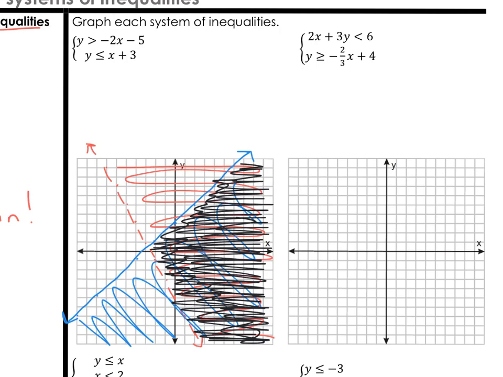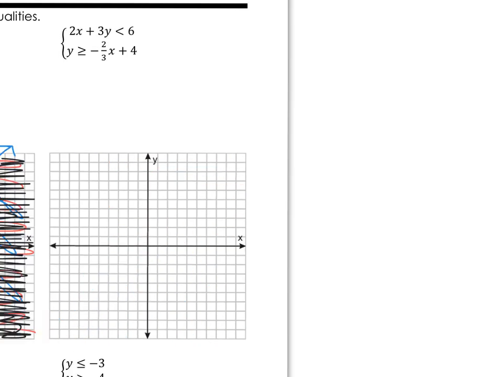Over here on the next one, we're going to change it up a little bit. The first inequality in this system is in that general or standard form. 2x plus 3y is less than 6. What I would do is convert that first one to that slope-intercept kind of idea before we start to graph it. To do so, I'm going to subtract 2x. Well, first I'm just going to rewrite it. 2x plus 3y is less than 6.